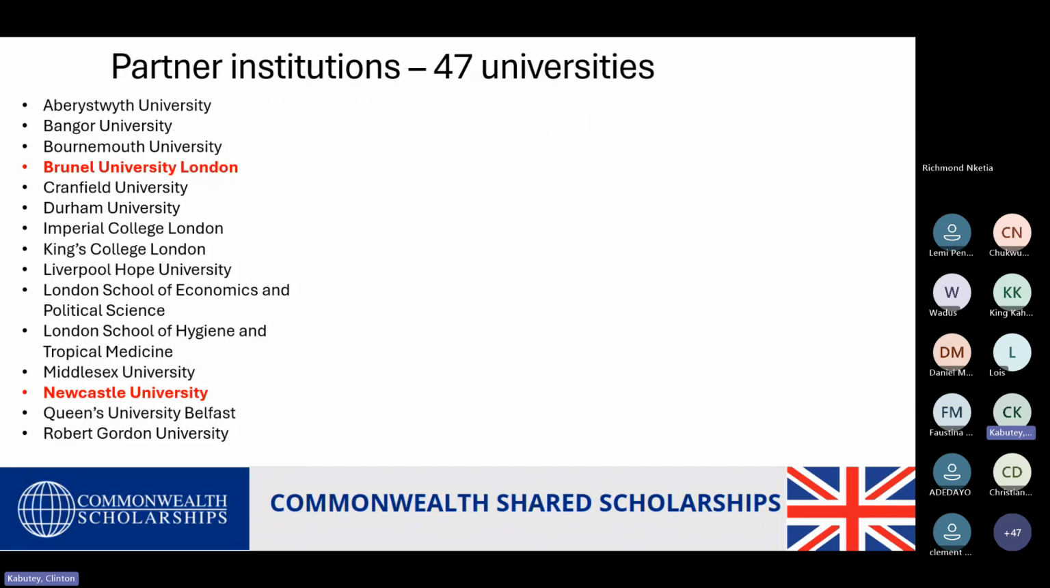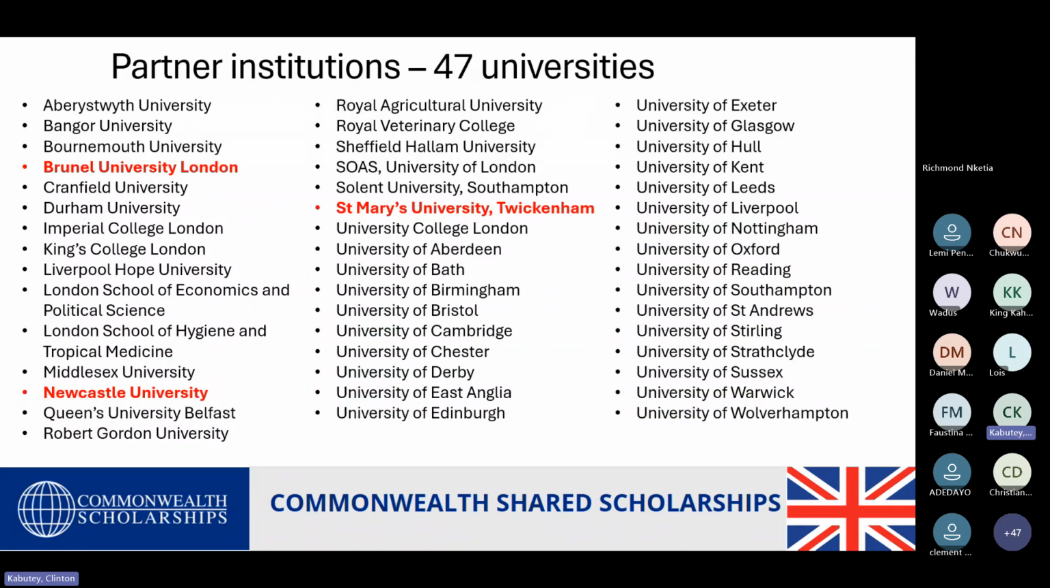We also noted that we have about 47 universities. Highlighted in red are the universities that myself, Richmond, and Tina attended. I went to Brunel University in London. Richmond went to Newcastle University. And Faustina attended St. Mary's in Twickenham, London.